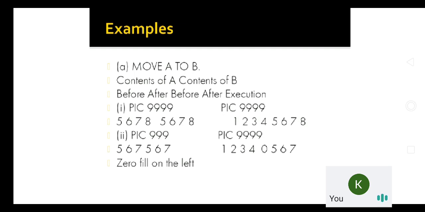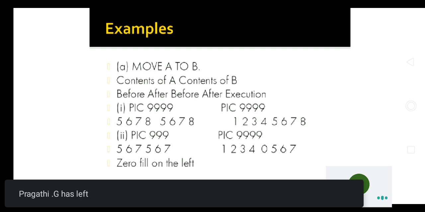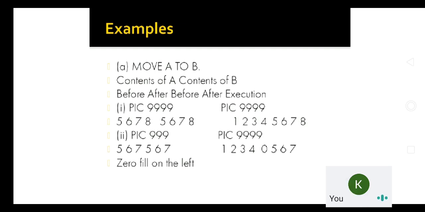And after sending the value, the receiving field B is going to have the same value, 5678. Before execution the value will be 1 2 3 4, but after execution the value of B will be changed to 5678. So this is going to be the first and simplest example that we have related to the MOVE verb. We have some more examples in the upcoming classes. In the next classes, I will discuss those examples with you.